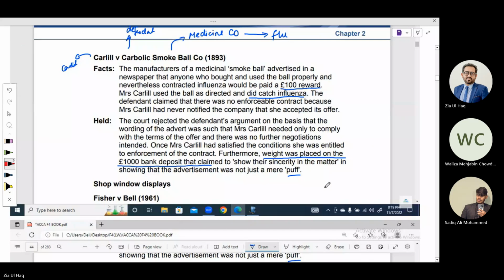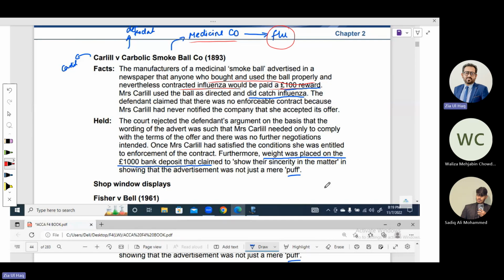See this case, Carlill versus Carbolic Smoke Ball Company. Carbolic Smoke Ball Company is basically a medicine company who invented a medicine for flu. And the manufacturer of the medicine, Smoke Ball, advertised in a newspaper that anyone who bought and used the ball properly and nevertheless contracted influenza would be paid a £100 reward.